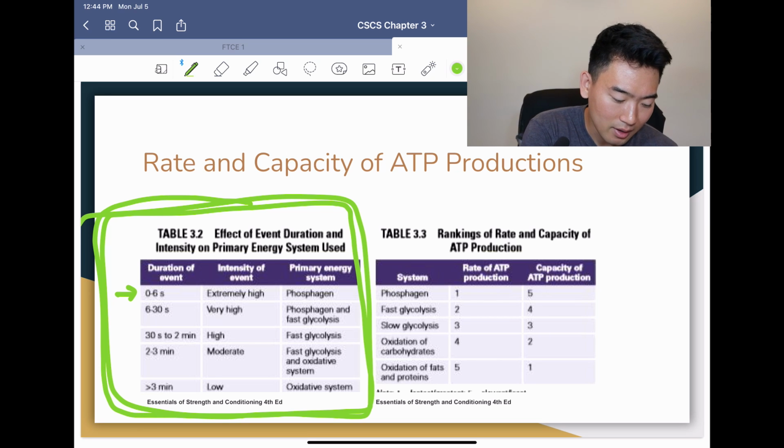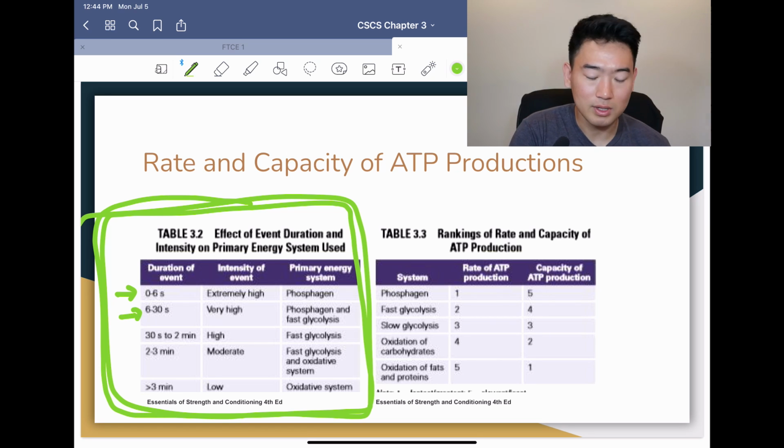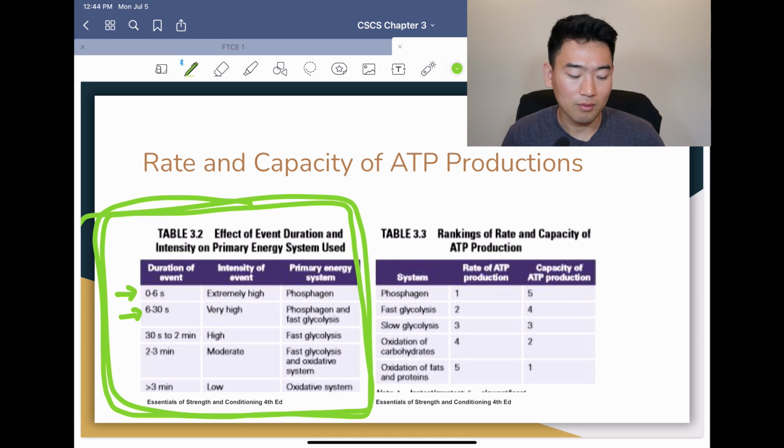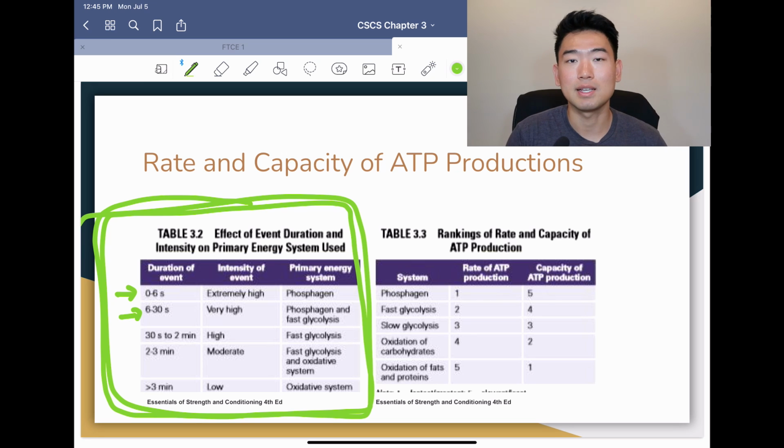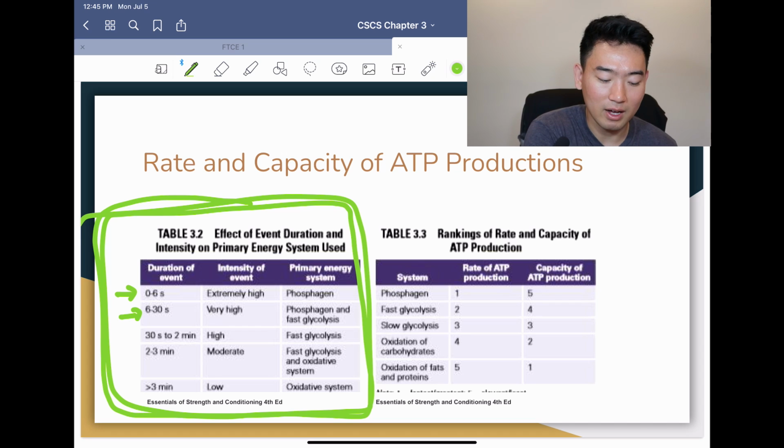Okay, and then an event that lasts between 6 to 30 seconds. For this one, we're just going to say in basketball, NBA or WNBA, when you have the ball and you're trying to get a bucket, that's usually when phosphagen and fast glycolysis kick in to be able to create that energy for us to move efficiently. And so for 6 to 30 seconds, the intensity is very high, and that's when we use phosphagen and fast glycolysis.